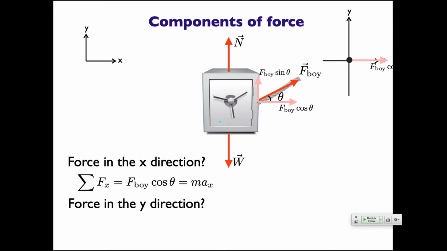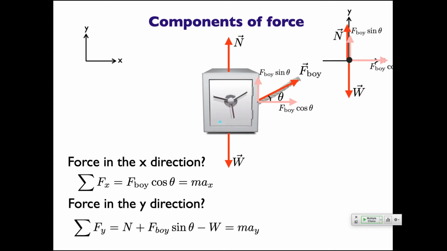In the y direction, things are a little bit more complicated because you have two forces pointing up. So you just add them up. Normal force plus f sine theta minus weight is equal to mass times acceleration. Once again, since it's not moving in the y direction, the acceleration is 0. Okay? Now before we had n minus w and it was 0. So what's changed here? If we're assuming this safe has the same weight.